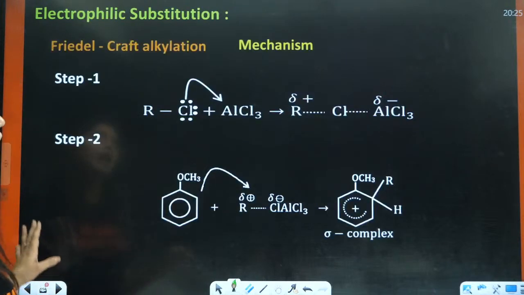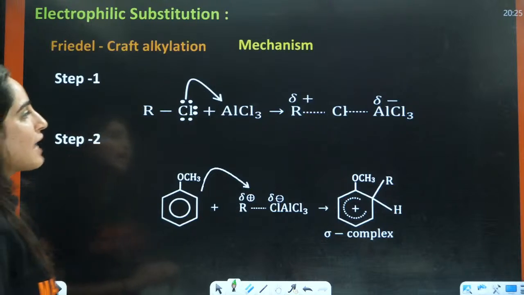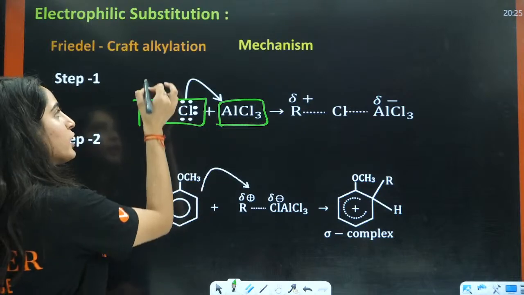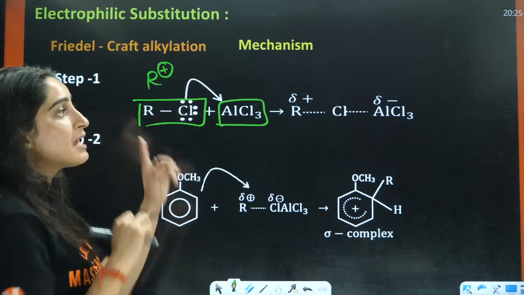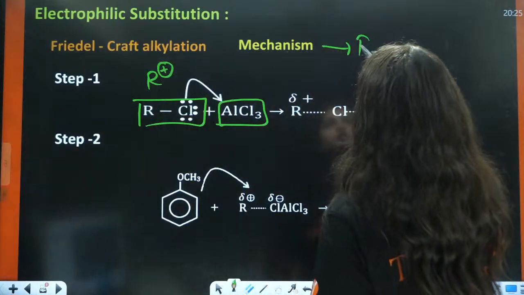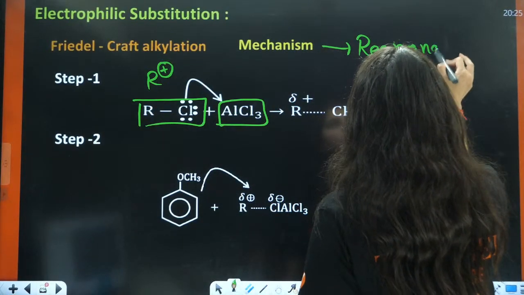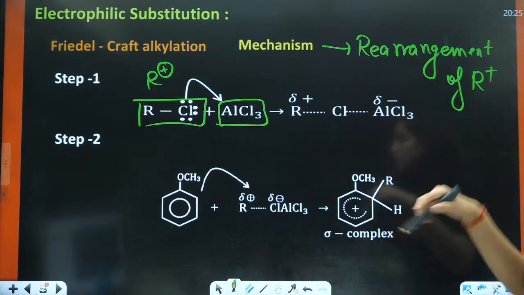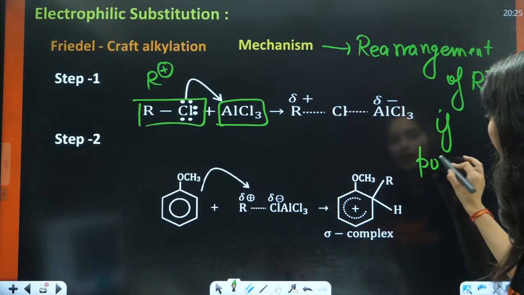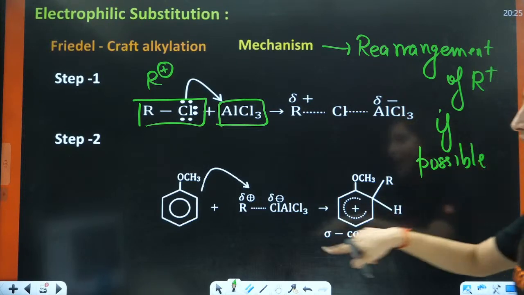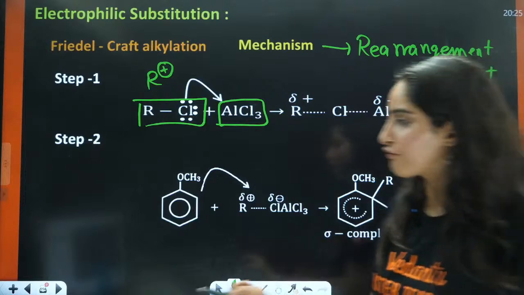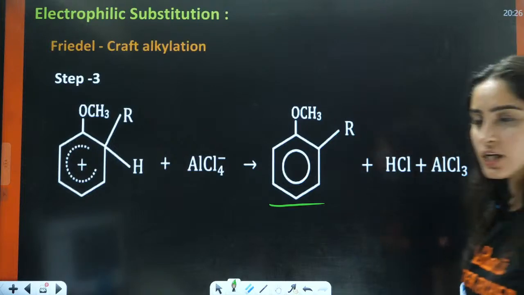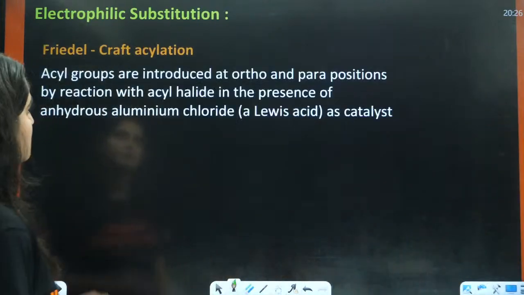Next is Friedel-Crafts alkylation reaction. In alkylation, you have AlCl3 and you have RX. From there, you will have the formation of R positive. Here you will also have the rearrangement of carbocation, if possible. Then this will attack on the OCH3 compound and hence you will have the formation of ortho and para substituted products, right?